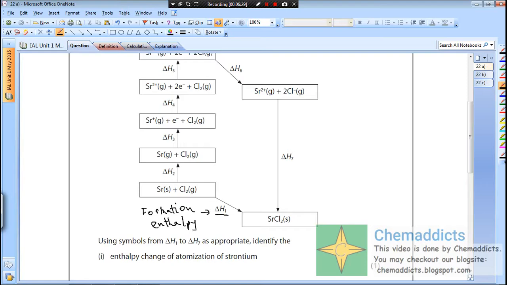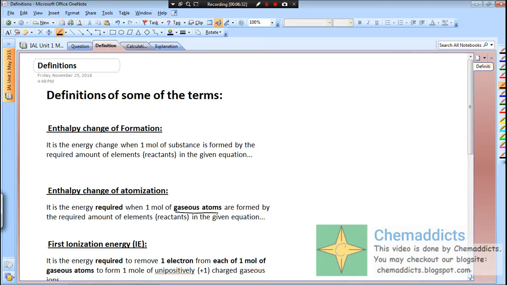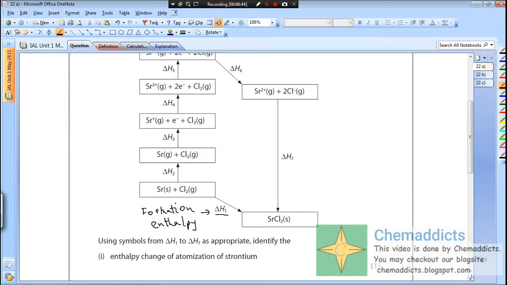Again, let us recall the definition. Enthalpy change of formation is the energy change when one mole of substance is formed by the required amount of elements, the reactants, in the given equation. Why are we calling this an energy change? Because this might be exothermic or endothermic. We are not sure. So that is why we say it is the energy change when the required amount of elements or reactants react together to form 1 mole of compound.